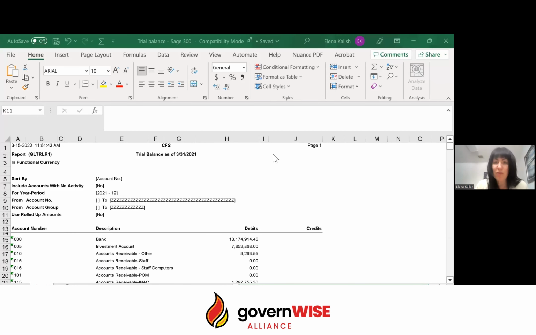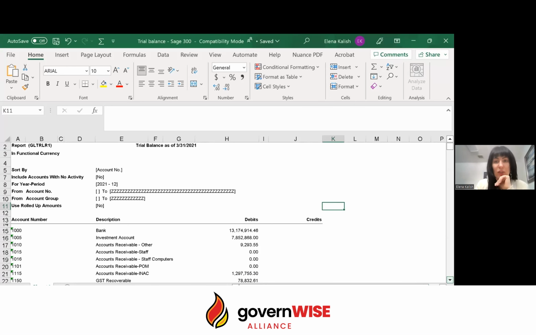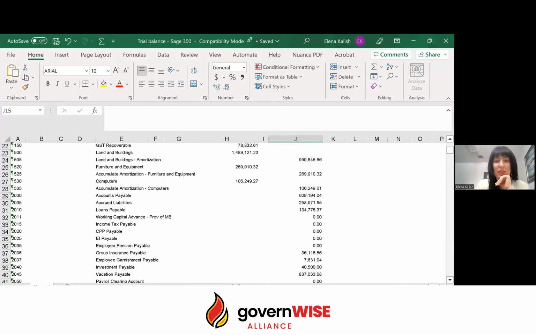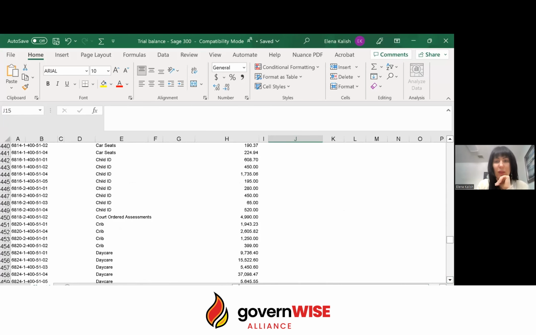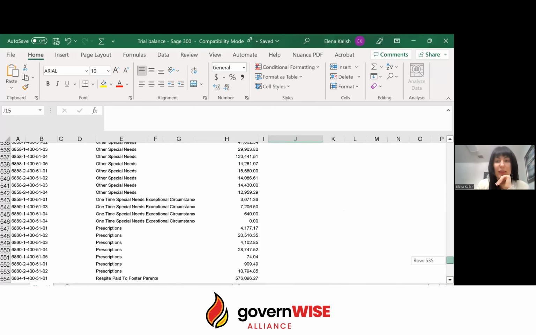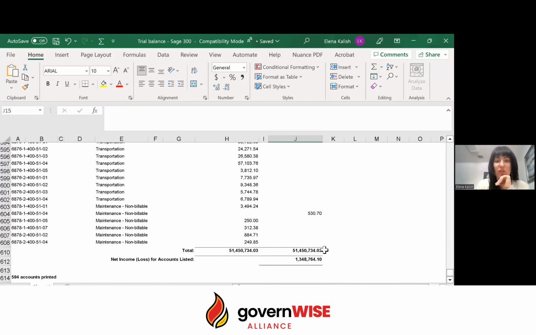So I'm going to start with sharing a Sage 300 trial balance. That's a Child and Family Services agency. Like I said earlier, trial balances from the majority of our systems would have 2 columns, right? So we have debits and we have credits, and it can look pretty long, depending on how many accounts we have. But the majority of trial balances, if you're on Sage 300, would show you the bottom line here. You would know your net income or loss.